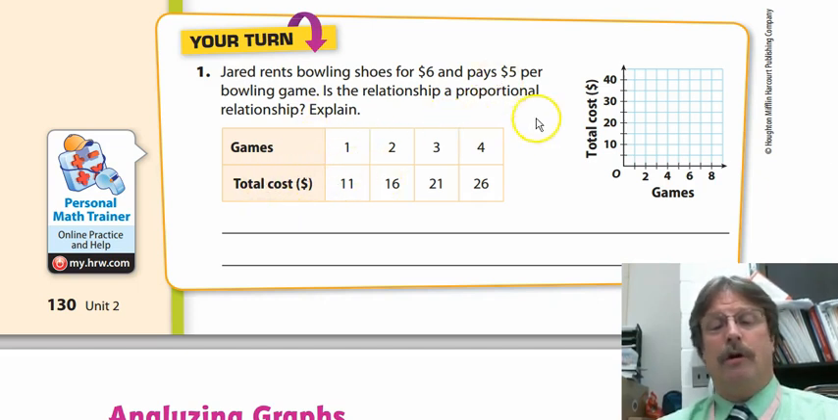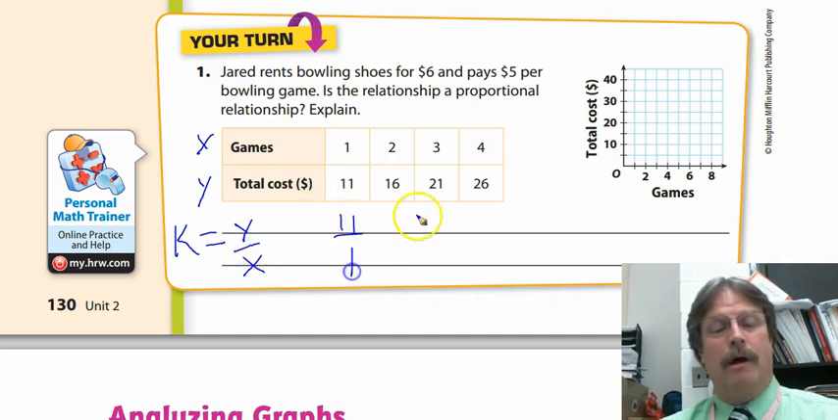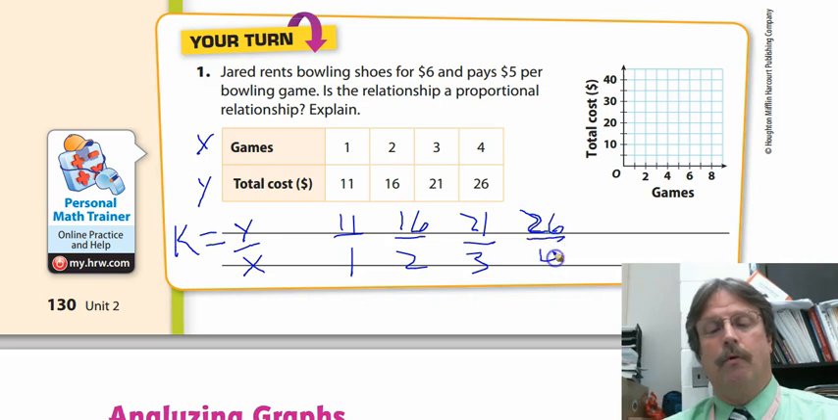So they have total cost. They already give you this graph here, so that's y. They've already given you the total cost on the y-axis and the games on the x-axis. So this is y, this is x. Remember your equation, k equals y over x. So you're going to do 11 over 1, 16 over 2, 21 over 3, and 26 over 4.